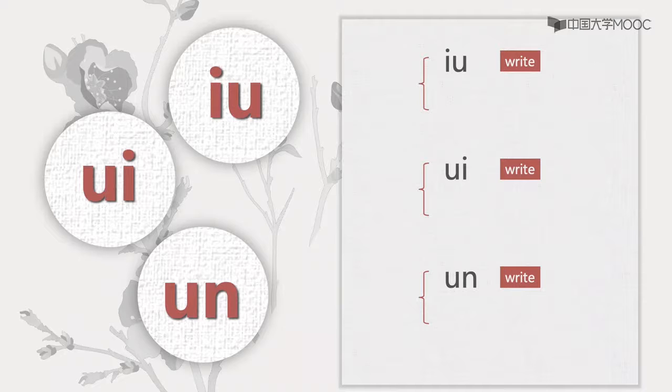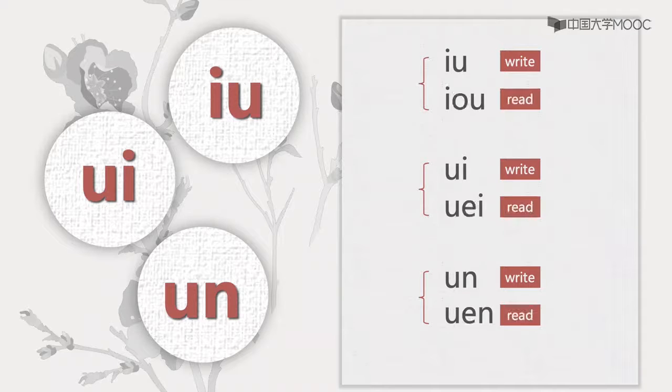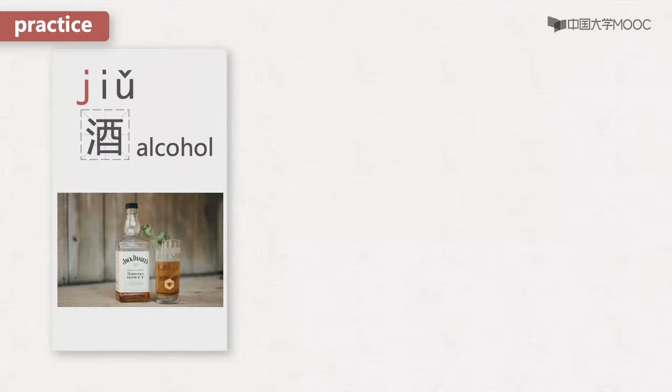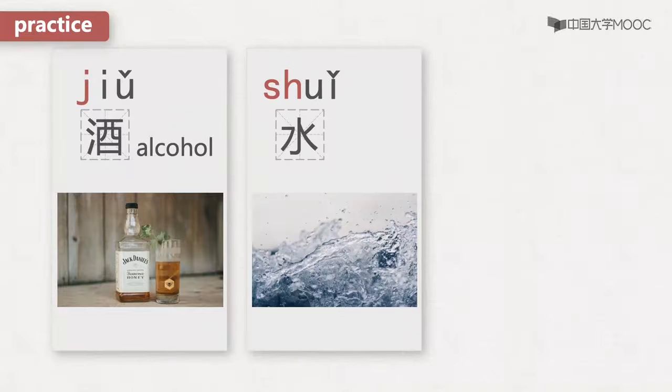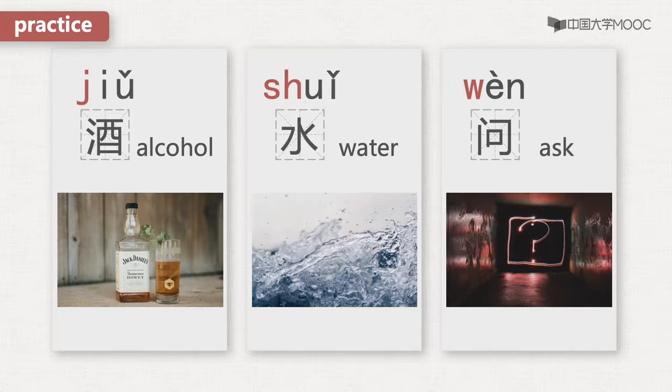There are three special compound finals. 优, 微, 温. We omit the main vowel in the middle when we write, but don't forget them when you read. 酒, alcohol, 水, water, 问, to ask.